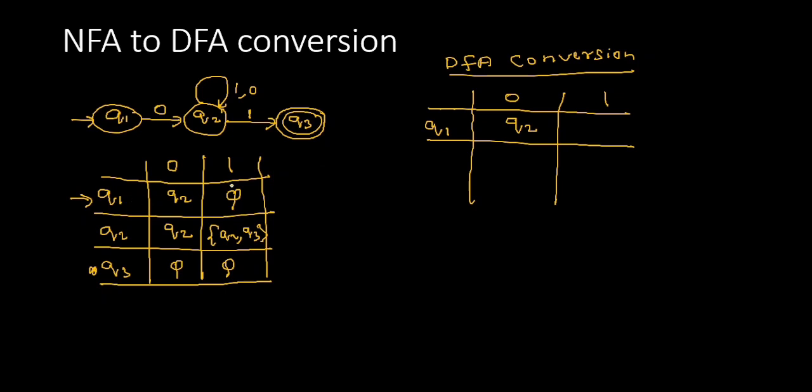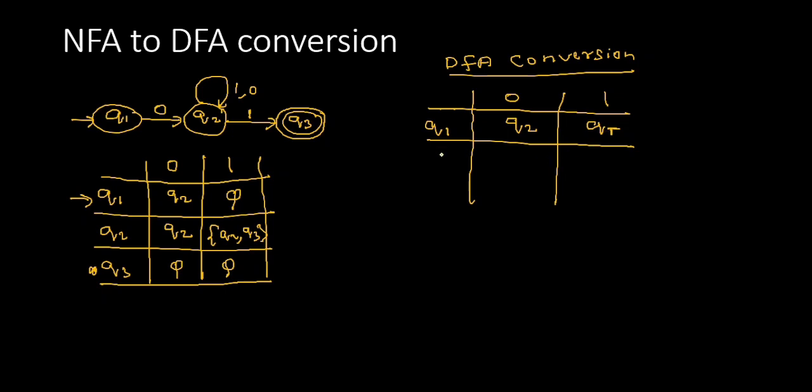And now, in Q1 when 1 is applied, there is no transition. Instead of a transition, we have mentioned phi. So, phi, no transition, is not permitted in DFA. So, we will substitute this phi with a trap state. Let us assume the trap state is called QT. QT is called a trap state. Now, we have 2 new states: one is Q2 and QT here.